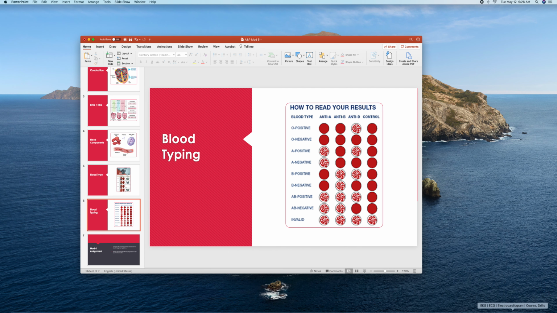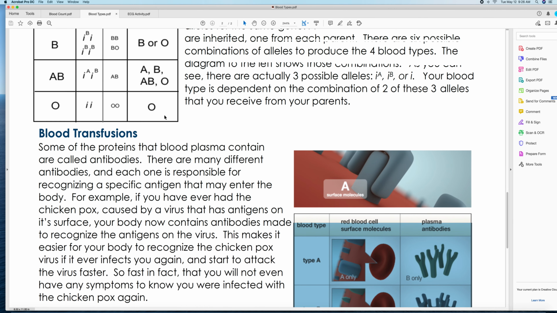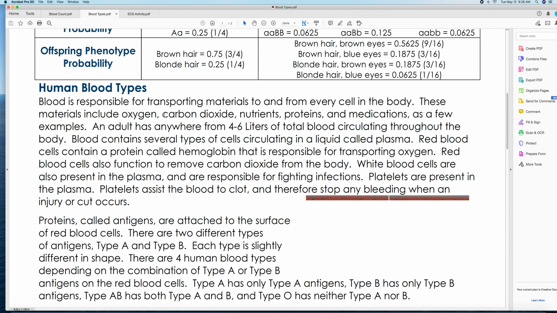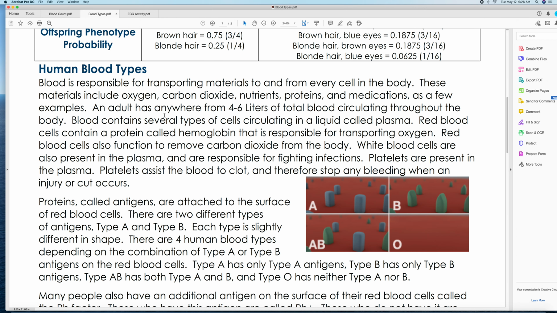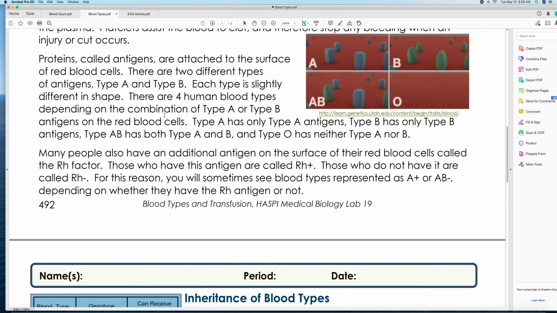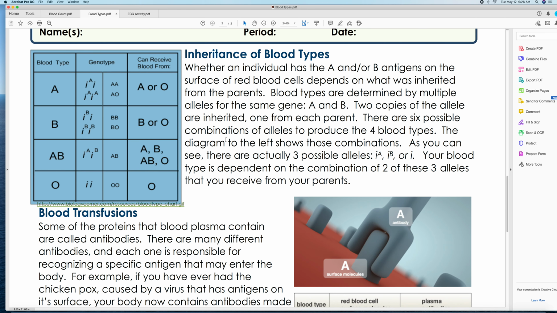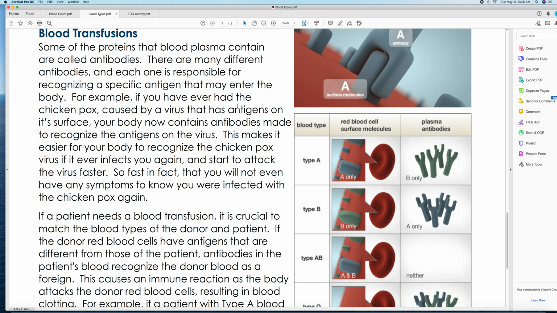It's pretty quick. You can skip over the first part. It's just like a little review of Punnett squares. But from there, it talks about blood types, antigens, which are the surface proteins, and antibodies, inheritance of blood type, and blood transfusion.